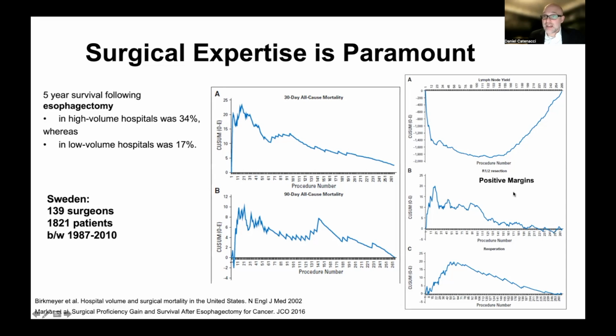Similarly, those that have positive margins, R1 resection or R2, which would be residual disease that the surgeon knew they were leaving behind, are highest among those that are doing fewer surgeries. And finally, having to undergo a reoperation for whatever reason is also lowest in those surgeons who have been doing this a lot. So the sum here is that you want to get your surgery done by a center that has high volume, that is doing this frequently, that has a team around the surgeon that understands the post-operative management very well and can get you through this as best as possible.